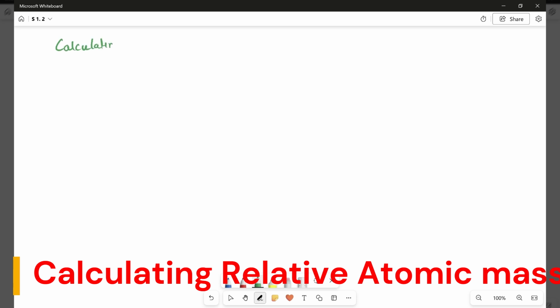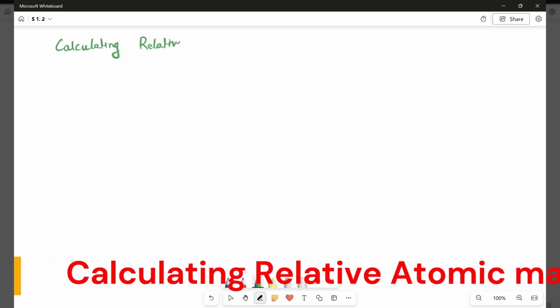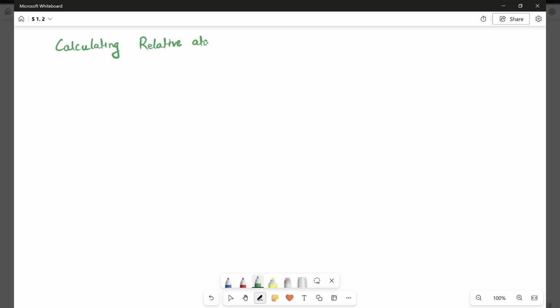IB asks questions from here. Calculating relative atomic masses. Now, what is this, first of all? What is relative atomic mass? The relative atomic mass is written as AR, like this.